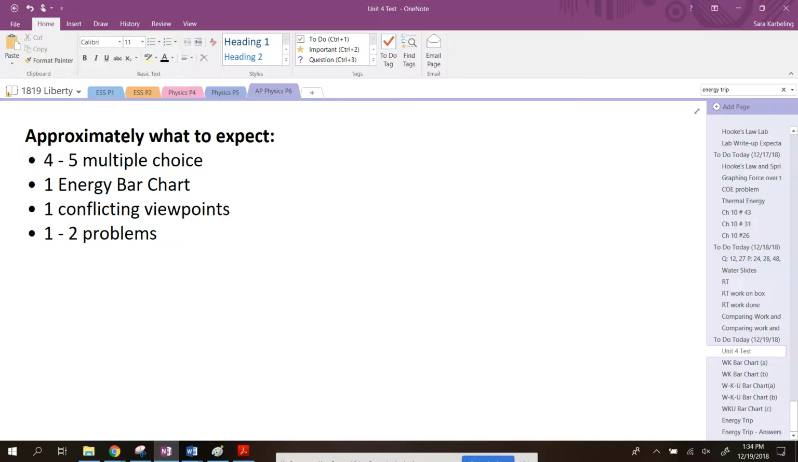Question? What do you mean conflicting viewpoints? It's like what she just explained. What do I mean? Somebody help me out, please. So like if there's a problem and then a couple of students will give their opinions or their answers to it, and you have to say which one you think is right and why. Does that make sense? It's okay. It's all good.